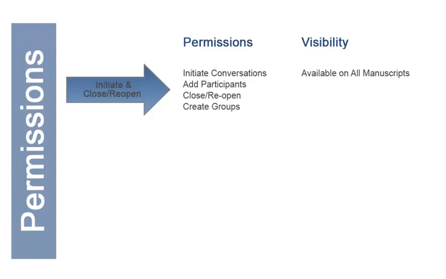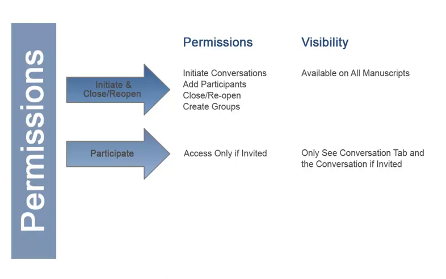Access to the Conversation Tool will be limited to admin and editorial role types. Each unique role within these two role types may have different permissions assigned. Users with Initiate and Close Reopen permissions will be able to initiate conversations, add or remove participants, close and reopen conversations, and create groups of participants. The Conversations tool will be available to these users on all manuscripts to which they have access.